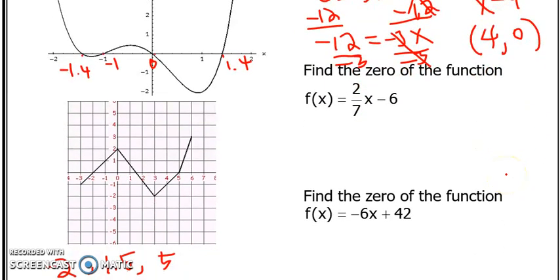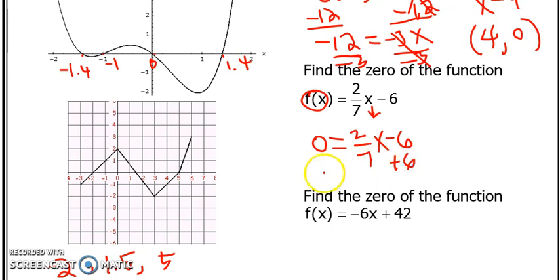Let's try the next one. Find the zero of a function. Where should I plug in 0? Should I plug in here or here? You have to plug in here. You have to find and solve for x. So you have to write 0 equals 2 over 7x minus 6. You're solving for x. So when I say zero of a function, you plug in 0 into y, f of x. So let's solve for x.